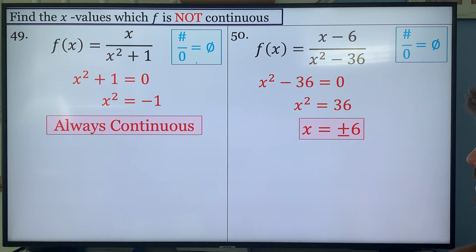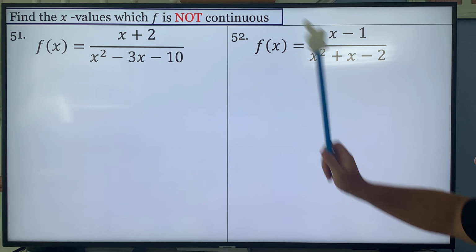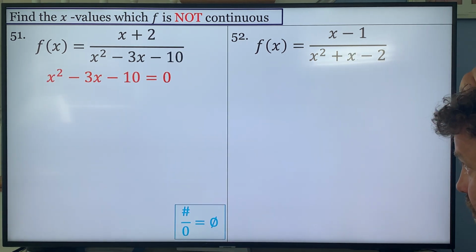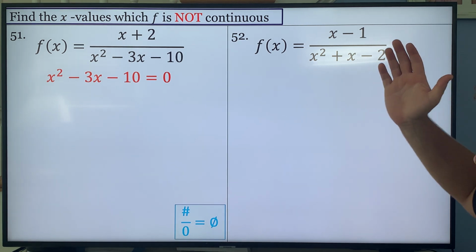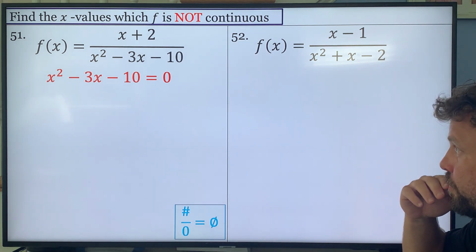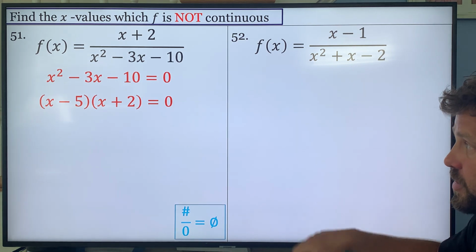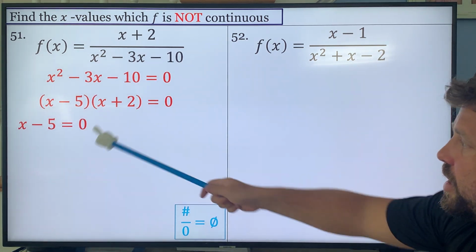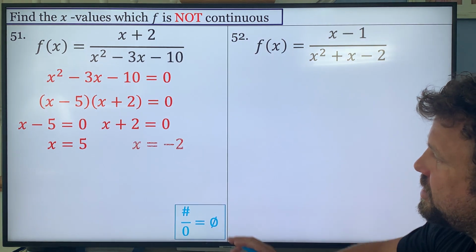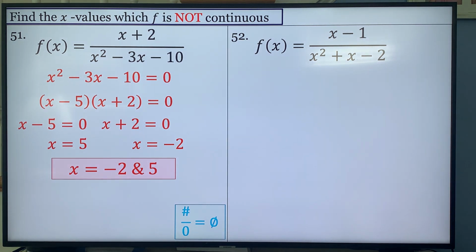Ready for the last question of the day? Problem number 51 and 52. Not continuous. Set both denominators equal to 0. X squared minus 3x minus 10 equals 0. What are the factors of negative 10 that add up to negative 3? Negative 5 and 2. X minus 5, x plus 2. X minus 5 equals 0, x equals 5. X plus 2 equals 0, x equals negative 2. Negative 2 and 5 are the two values where f is not continuous.